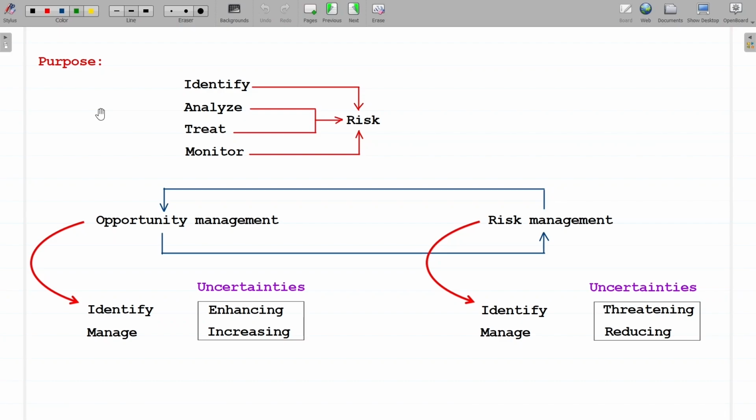A primary objective of risk management is to identify and manage uncertainties that threaten or reduce the value provided by a business enterprise or organization. A primary objective of opportunity management is to identify and manage uncertainties that enhance or increase the value provided by a business enterprise or organization. Since risk cannot be reduced to zero, another objective is to achieve a proper balance between risk and opportunity.